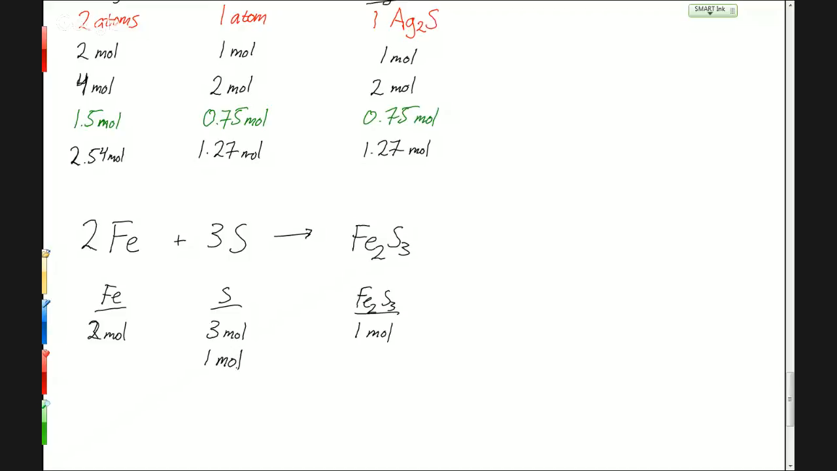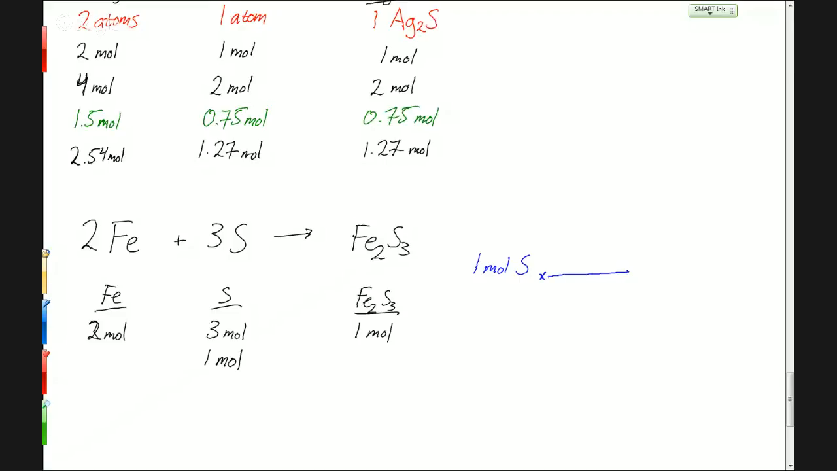How would we go about figuring out how much of the other ones we would make? It's a little tougher, right, if you're just trying to look at it, because there's 2 and 3 and 1, and it's not as easy. So what you do is you can treat it like another conversion problem, where you look at the difference in the 2 numbers from the equation. So we might write something like this. In a conversion question, we would start with 1 mole of sulfur, and we would want to turn it into moles of something else. Let's say iron. Let's say we're going to look at the iron first.